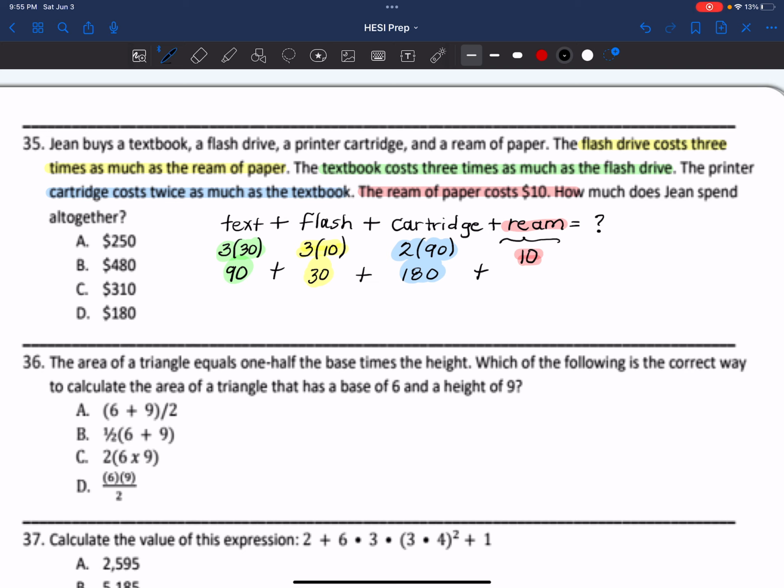And then if you add these up, you get 310. And that is that missing number that we were looking for.